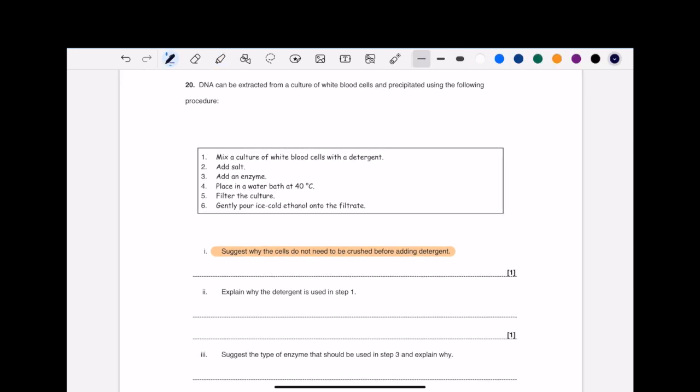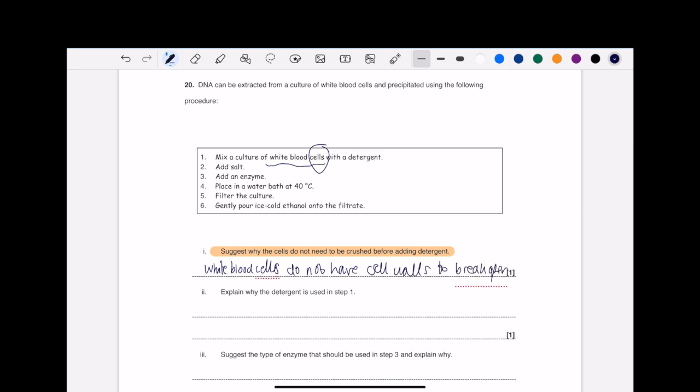I think it may have to do with the fact that it's about white blood cells. They're cells and they aren't tissues. It's in the name, right? So I guess it doesn't need to be crushed for that, because the cells are there. You don't need to get them out.